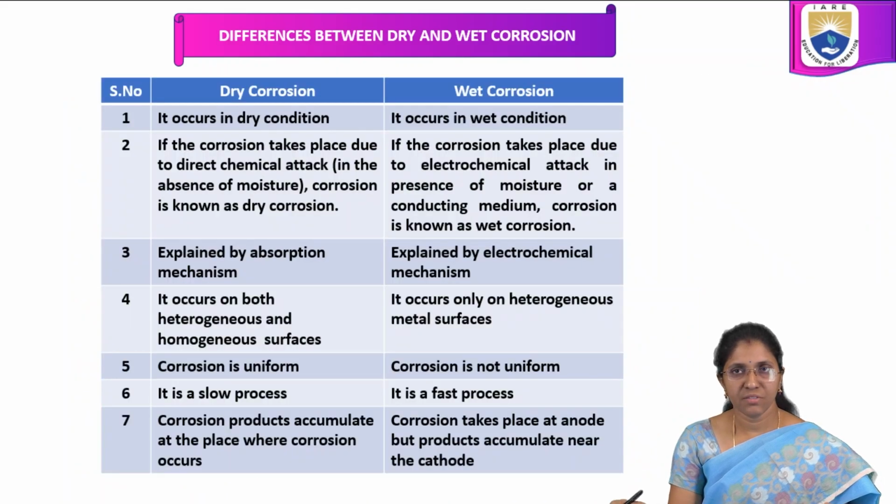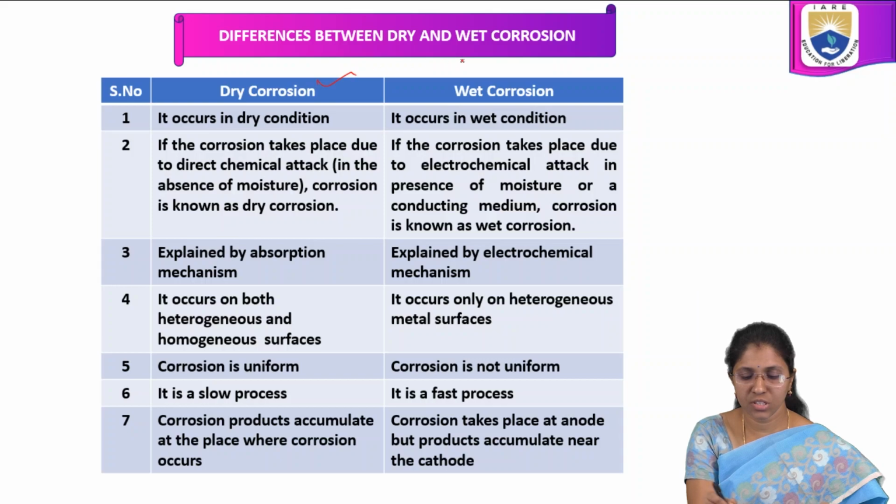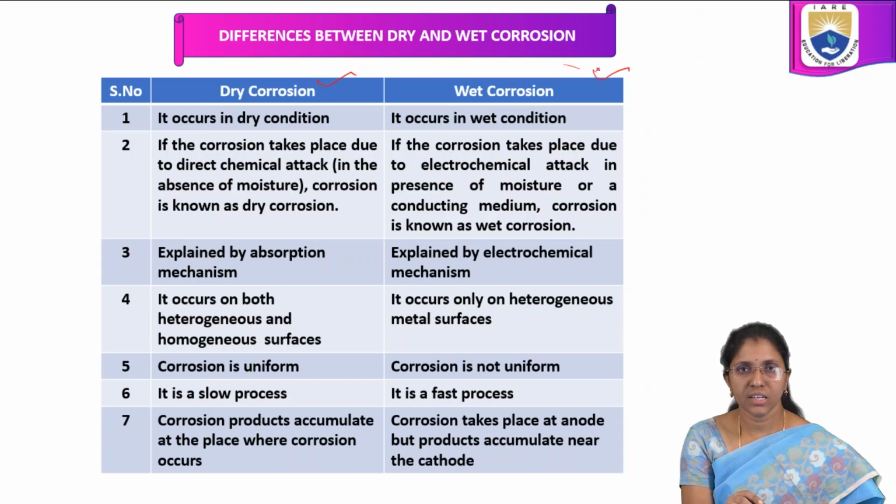Differences between dry and wet corrosion. Dry corrosion occurs in dry condition, without moisture, without water. Wet corrosion occurs in wet condition; the presence of water should be there.